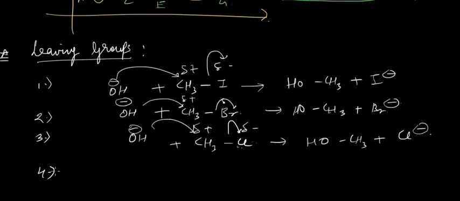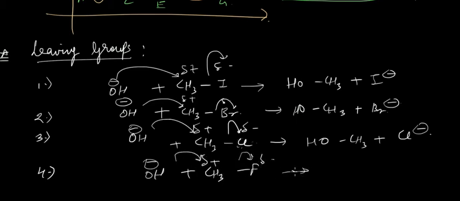Okay, fourth example is we have OH minus and delta positive, delta negative. So it should happen ideally, but no reaction takes place here.